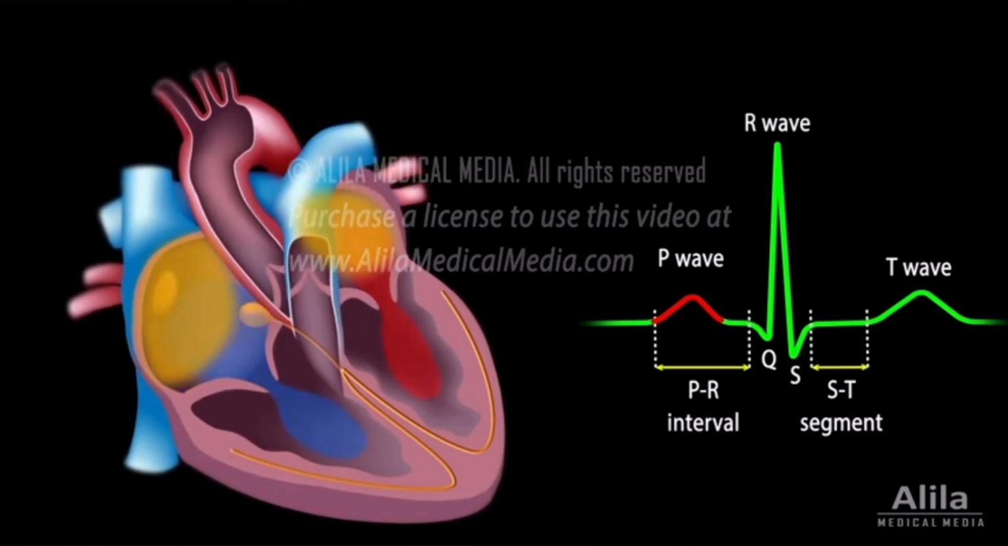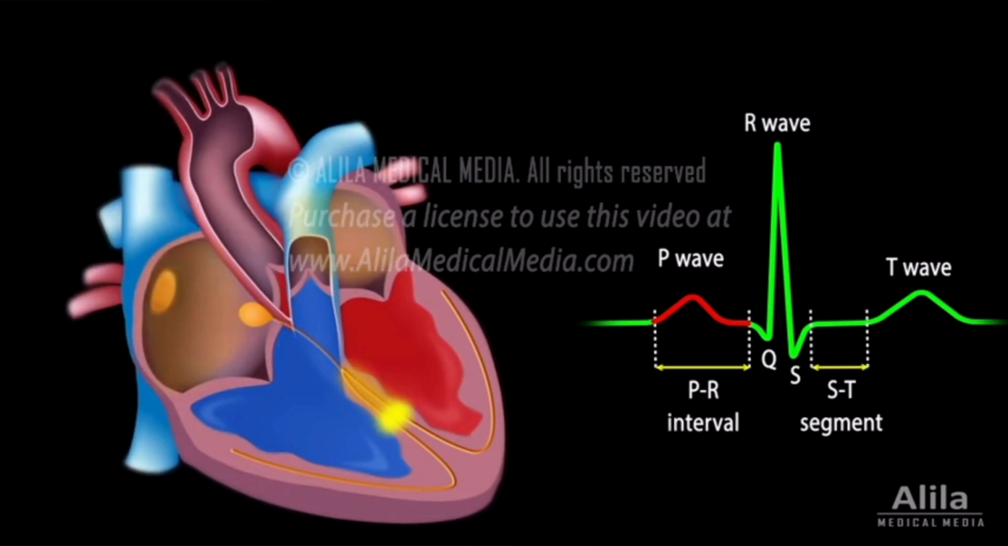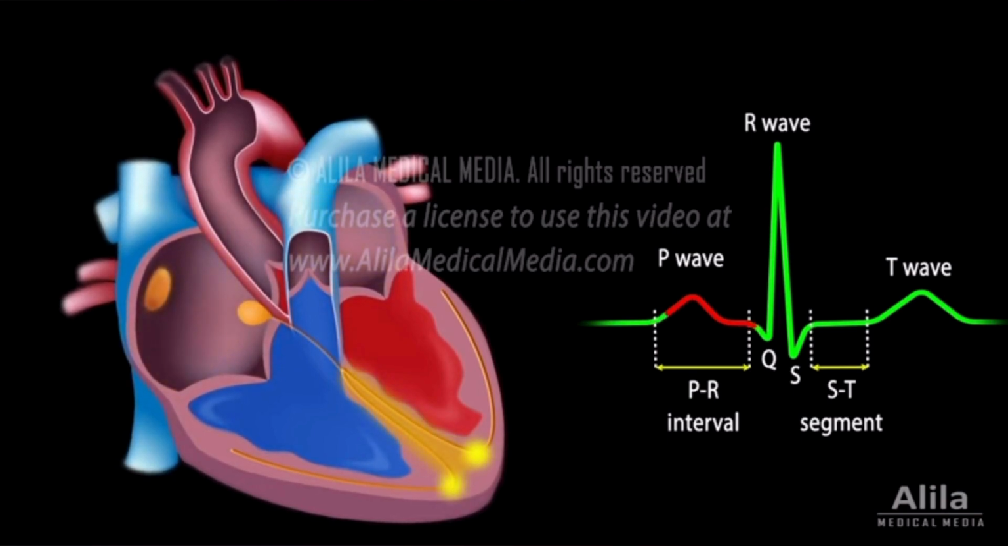Atrial contraction, or atrial systole, starts about 100 milliseconds after the P wave begins. The PR interval measures from the start of the P wave to the start of the QRS complex and represents the time between atrial depolarization and ventricular depolarization, and reflects the conduction through the AV node. The QRS complex represents the ventricular depolarization.